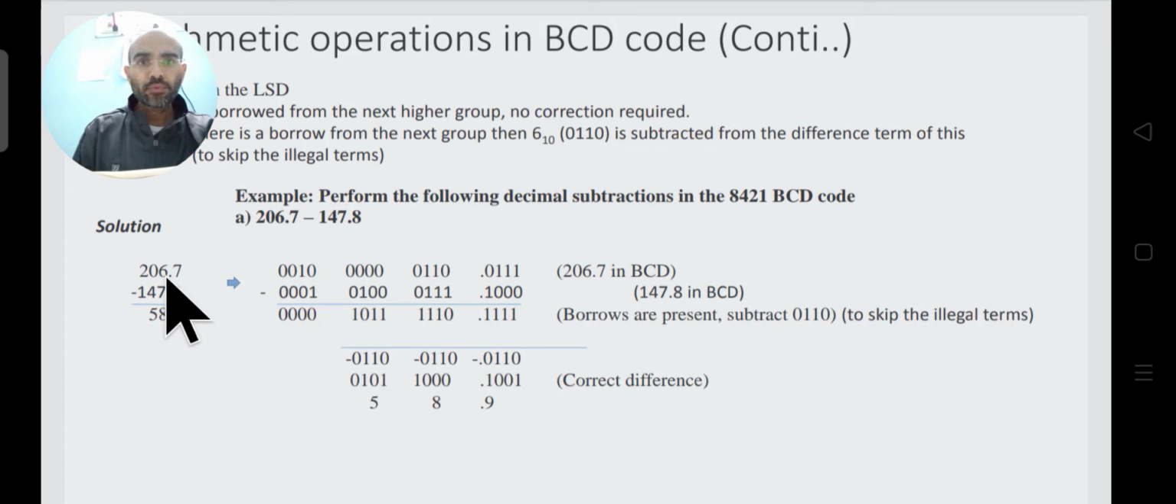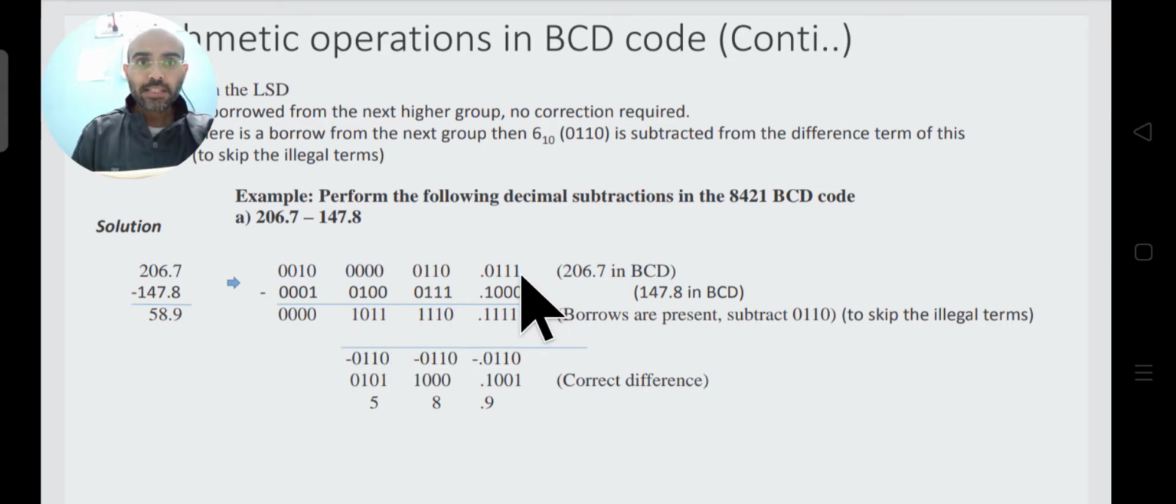In the last video we saw that if we want to perform the subtraction of two numbers in BCD, then we first have to convert the given numbers into BCD representation. So first we represent the given decimal numbers in BCD, so that both the numbers are written in BCD. Thereafter we perform the given operation.